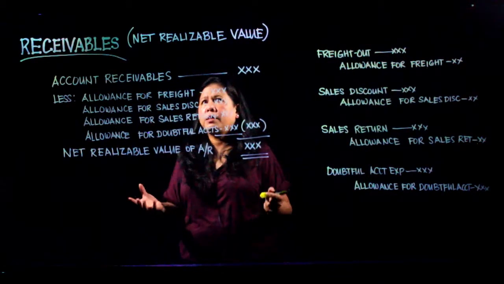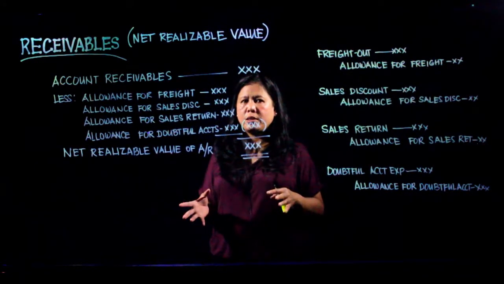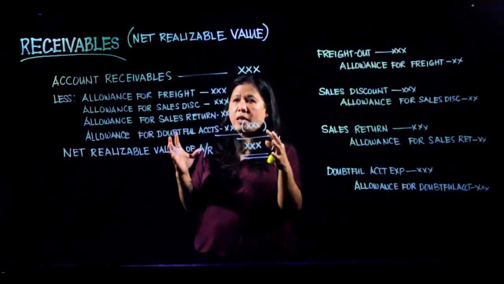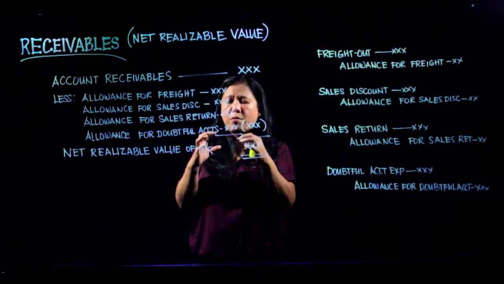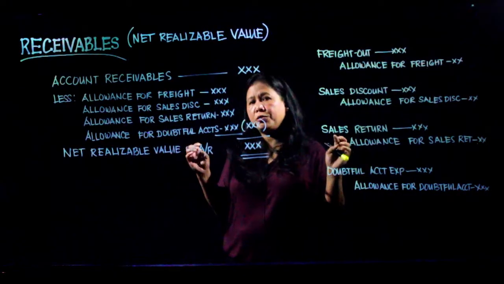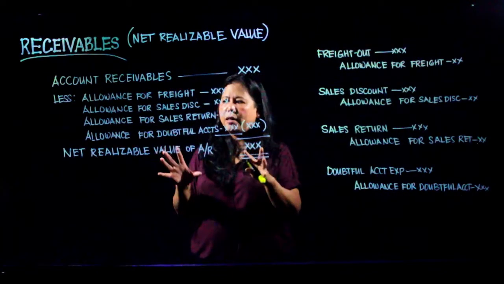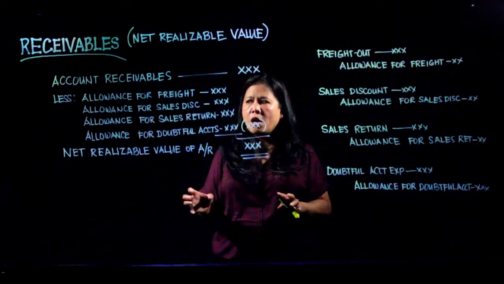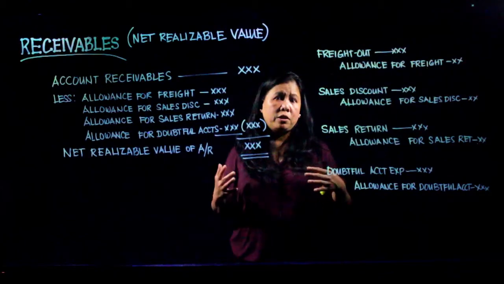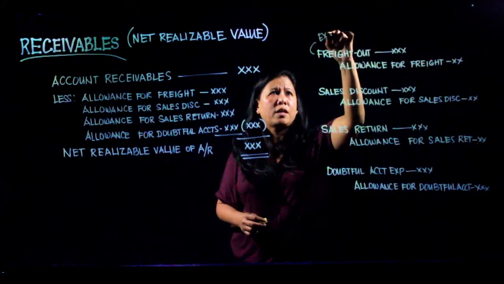So on our receivables, on our net realizable value of our accounts receivable, from the gross amount of the accounts receivable, we minus allowances: allowance for freight, allowance for sales discounts, allowance for sales return, allowance for doubtful accounts. All of these are deducted from the gross amount, and we get our net realizable value. For allowance for freight, we assume that our company is responsible for the delivery expense. Freight out is your expense, or selling expense.